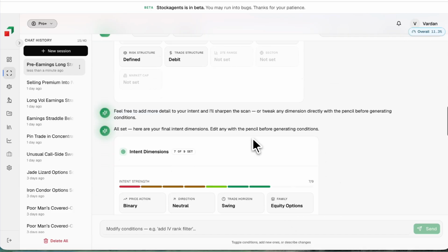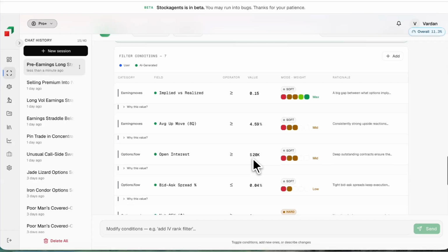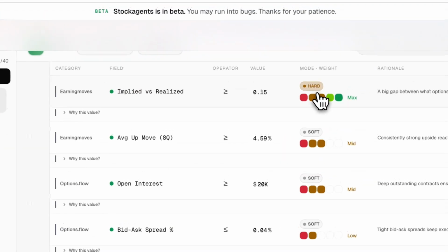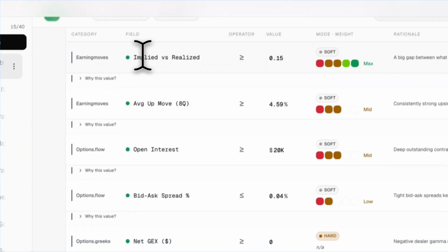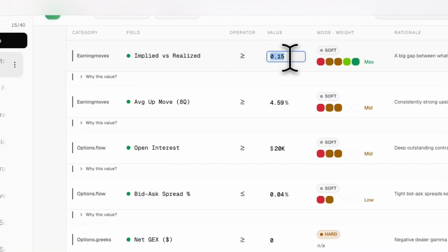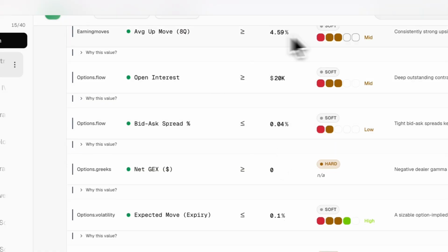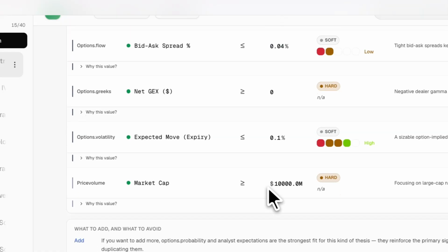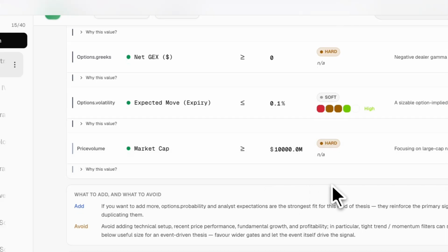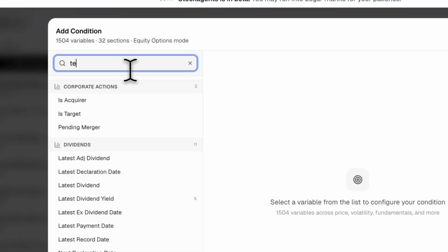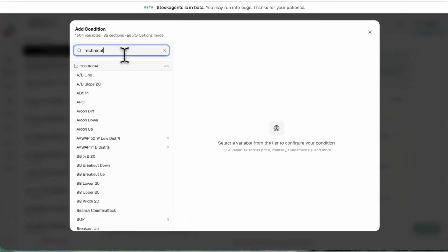Once intent is locked, the engine generates a weighted condition set: implied versus realized moves around earnings, average up move over the last 8 quarters, open interest, bid-ask spread, net dealer gamma. Every variable is marked soft or hard. Soft conditions contribute weight to the ranking. Hard conditions cut candidates outright. Every threshold ships with a rationale explaining why that value and not another, and every value is editable in place. Nothing here is a black box.